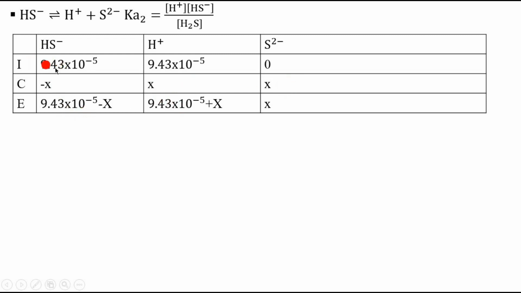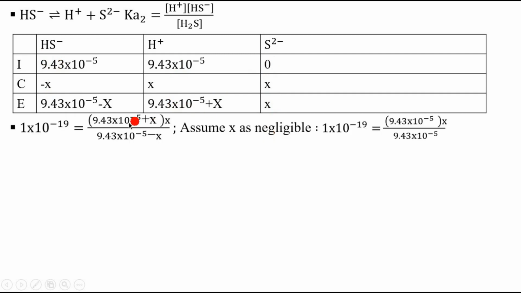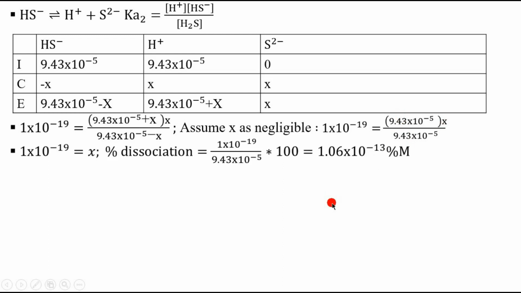We add them. We take this one negative, this one plus this one, and this one plus 0 plus this one. So then we calculate the Ka2. Here we use Ka2 because we are in the second dissociation. So that means we replace these terms here, plus times X. Here also we divide with this one, which is the reactant. Then we assume that X is negligible. In this case, we can cancel this one, that means X will be equal to Ka2. So the X will be equal to 1 times 10 power negative 19.